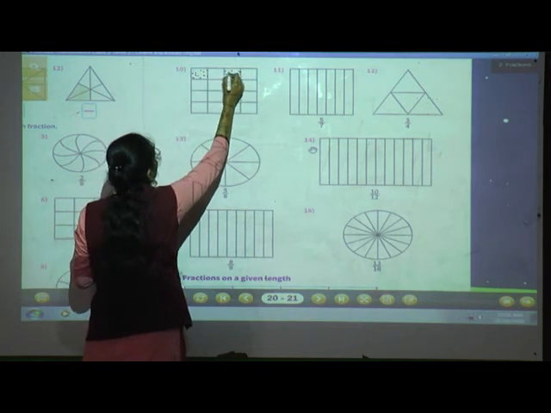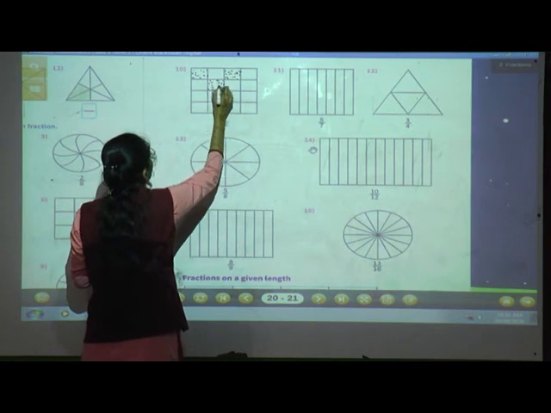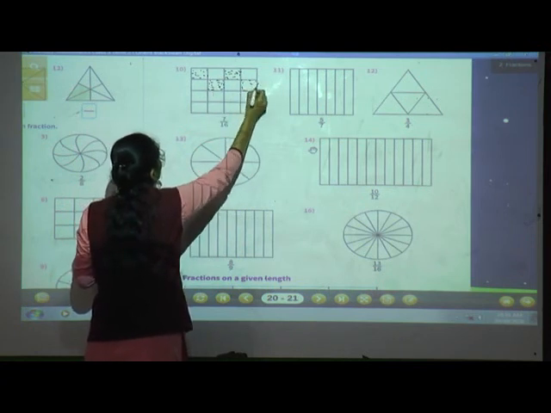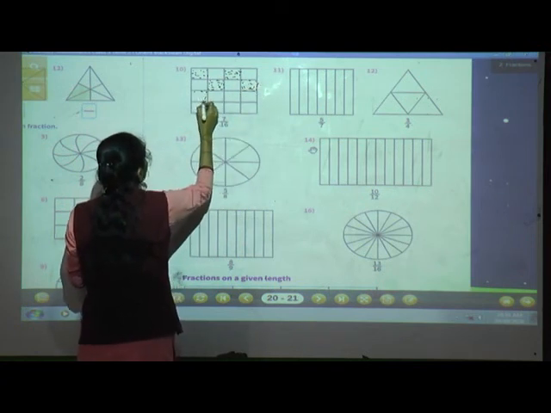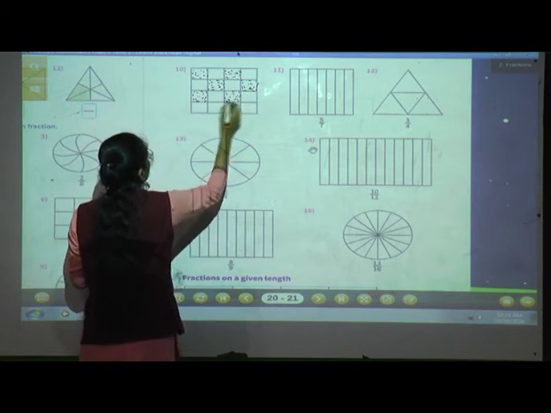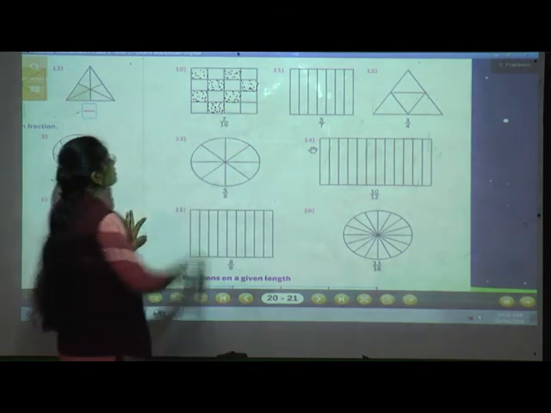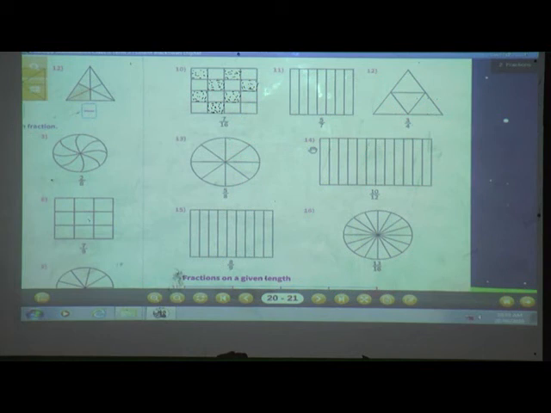1, 2, 3, 4, then 5, 6, and 7. Out of 16 parts we have colored 7. So the fraction is 7 by 16.